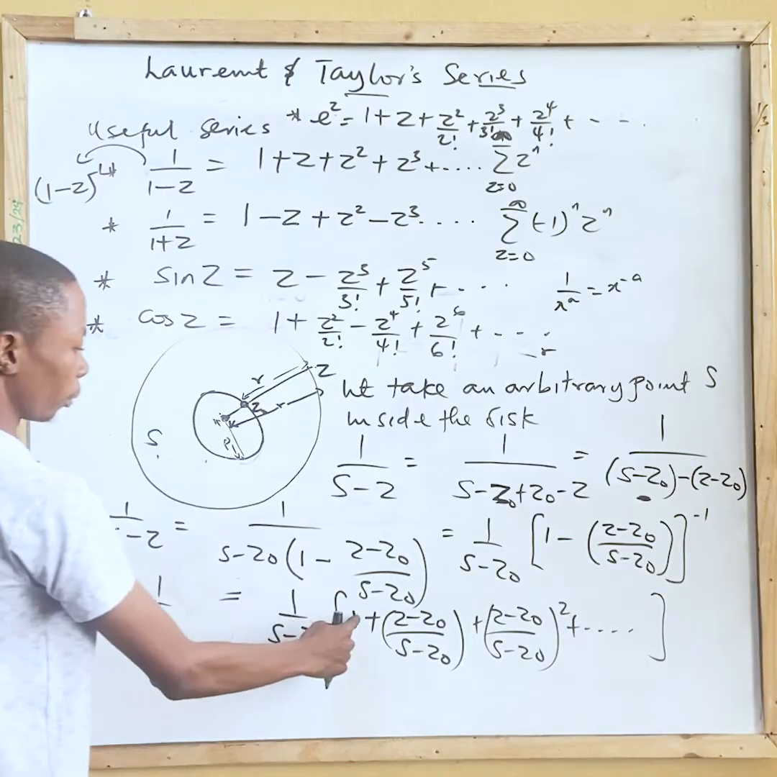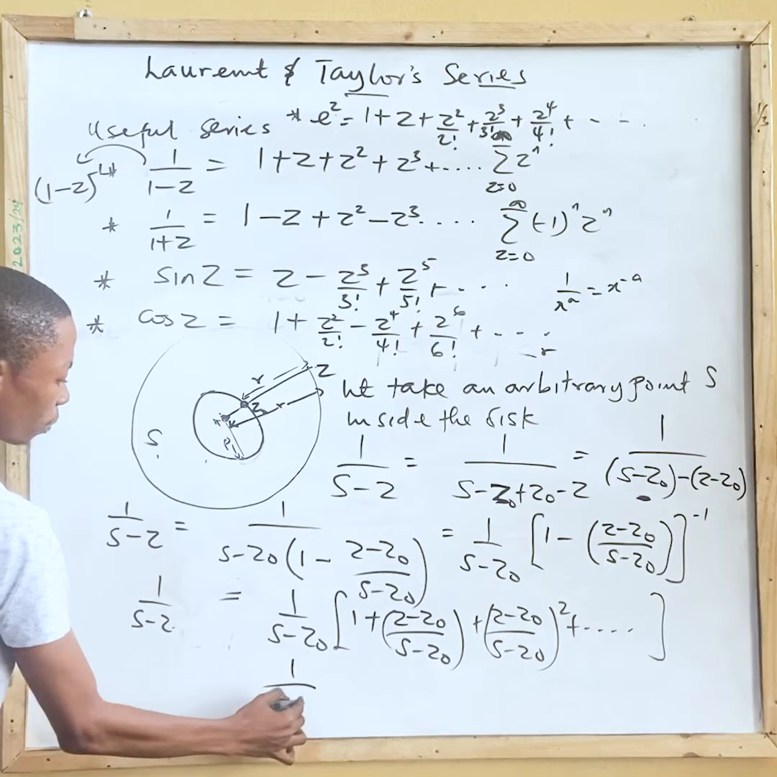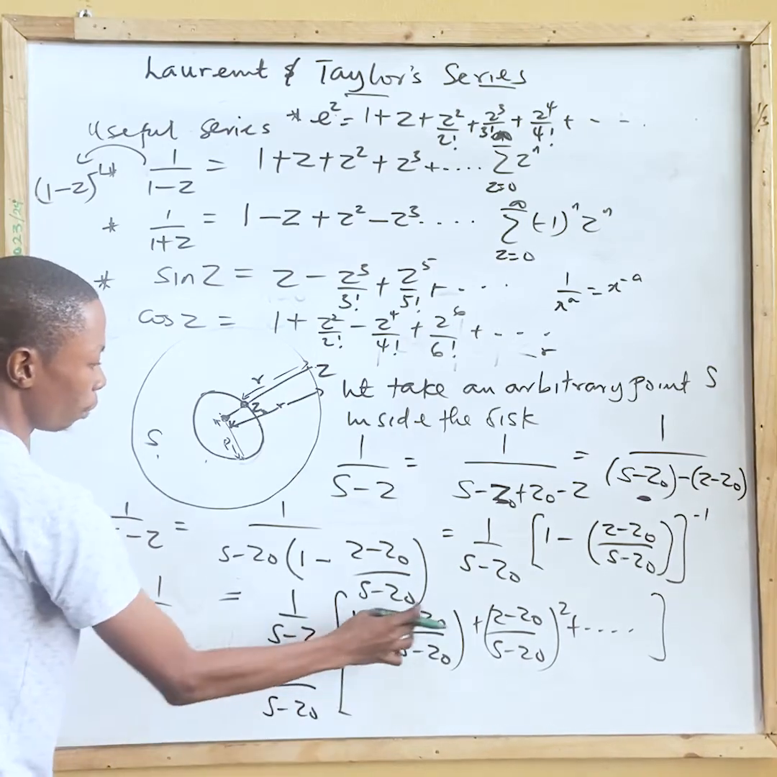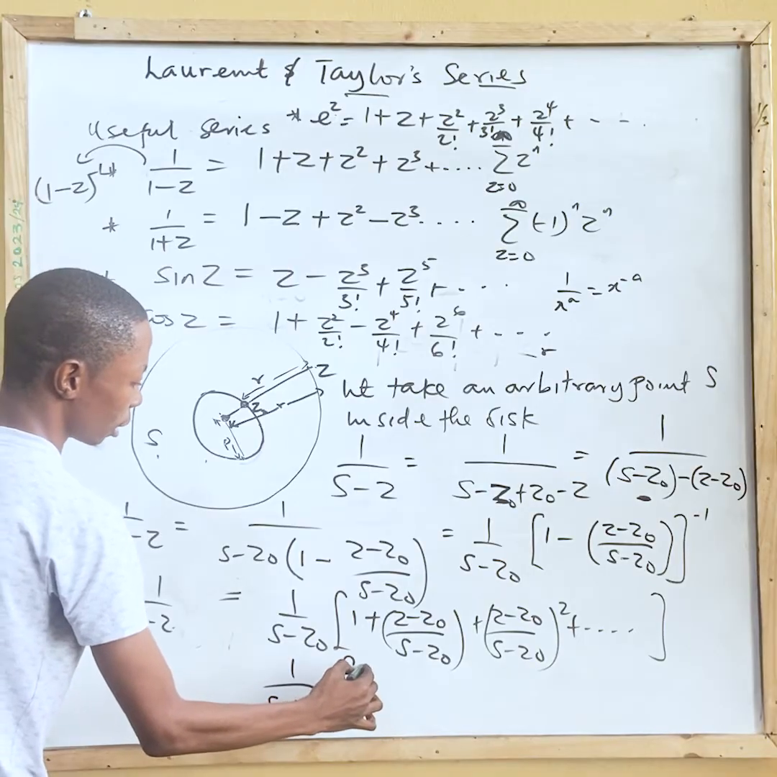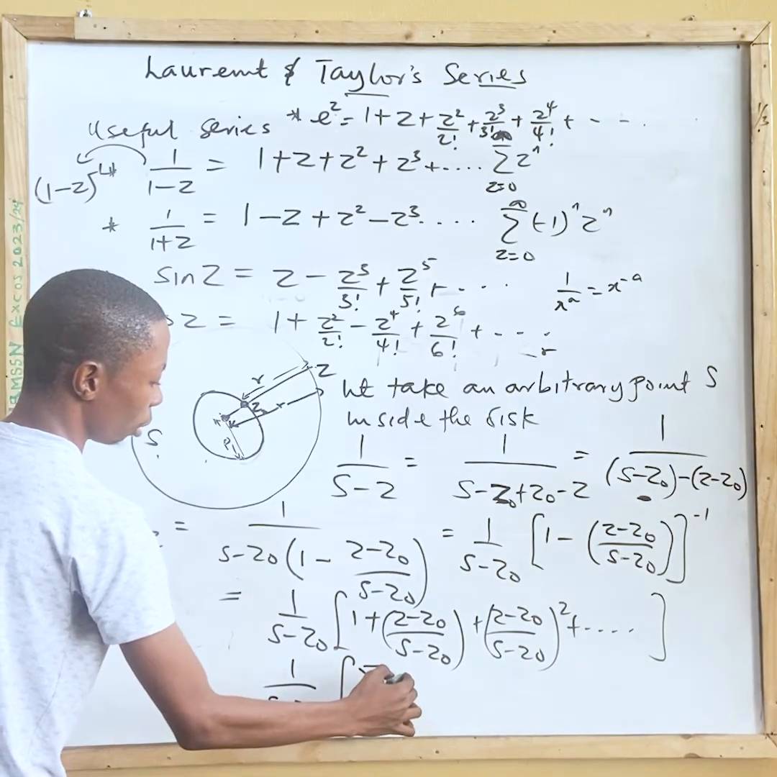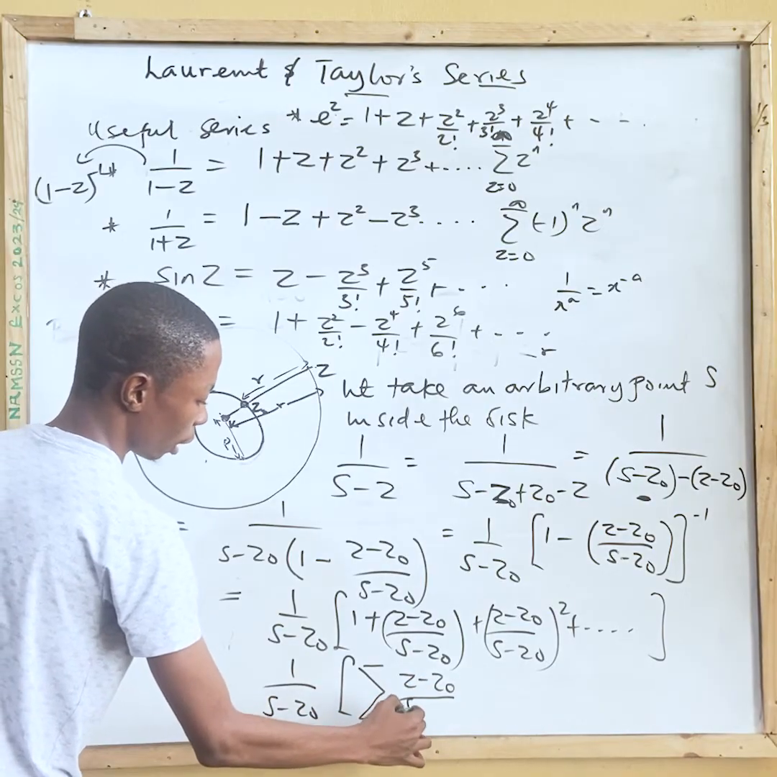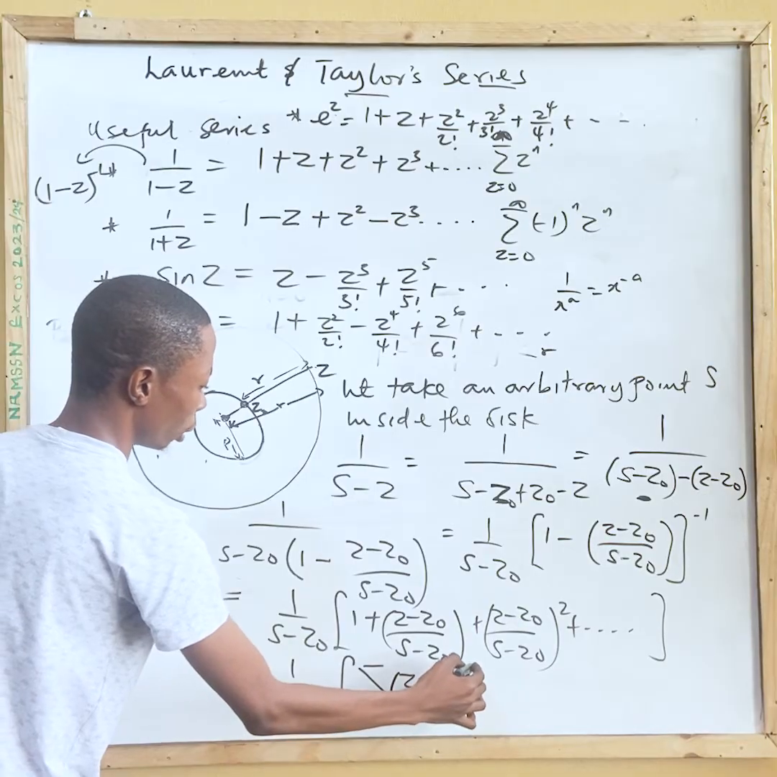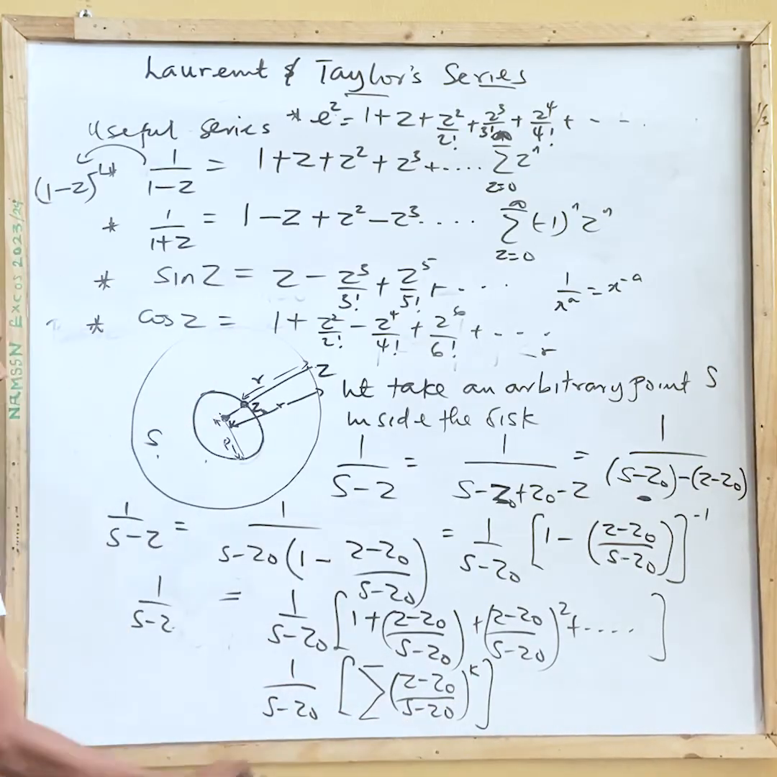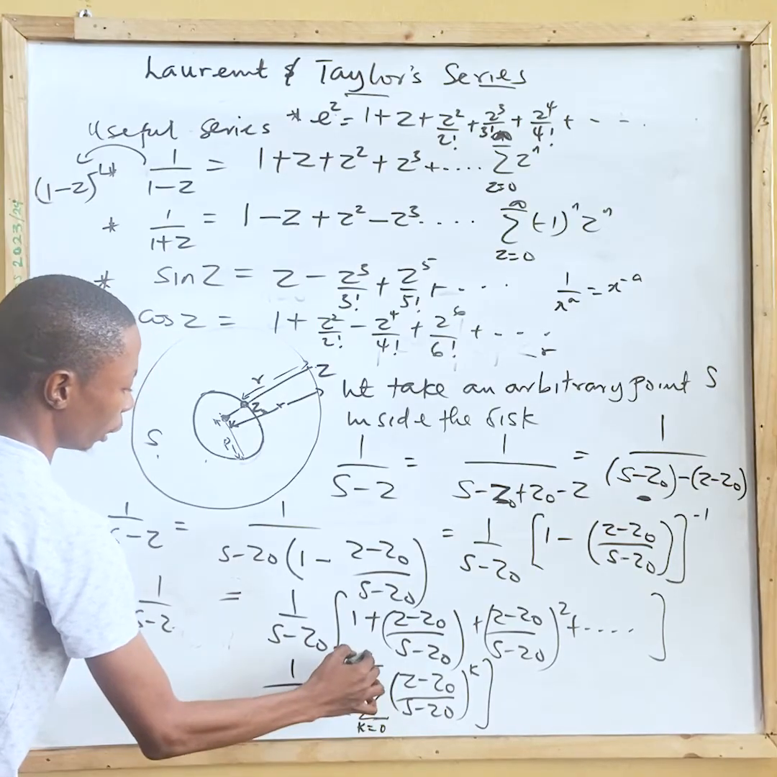So if I take the summation of all this, this will be 1 over s minus z naught into bracket 1 plus z minus z naught. We can generalize it as the summation of z minus z naught divided by s minus z naught, all raised to power k, where k starts from 0 and ends at infinity.